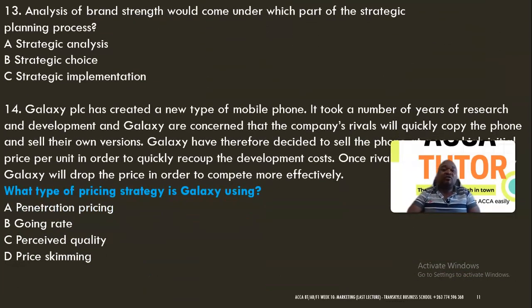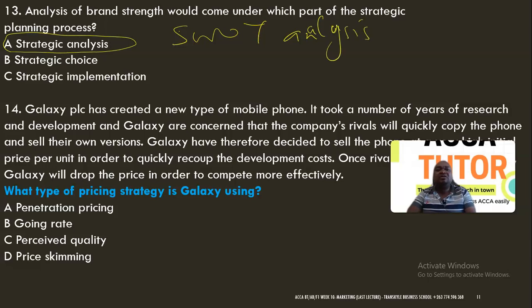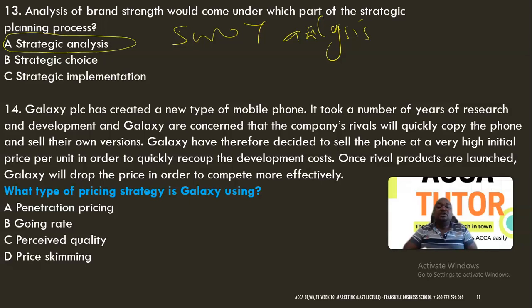Okay, analysis of brand strength would come under which part of the strategic planning process? Obviously, this one is at strategic analysis, where we'll be doing SWOT analysis. We want to know our strengths and weaknesses and so forth. So that's at the strategic analysis stage. Please revise your strategic management topic, because you'll be dazzled with these things. You need to know these stages: the strategic analysis stage, the strategic choice, and then the strategic implementation. You need to know these stages by heart, they need to be cast at the back of your head.